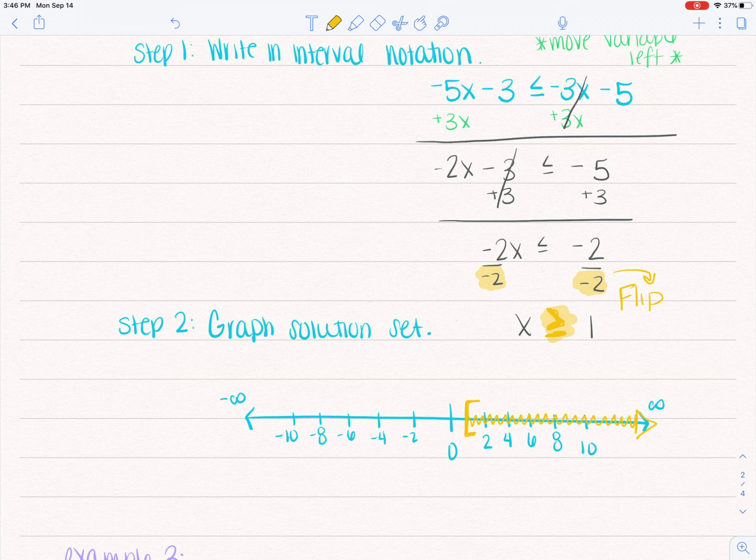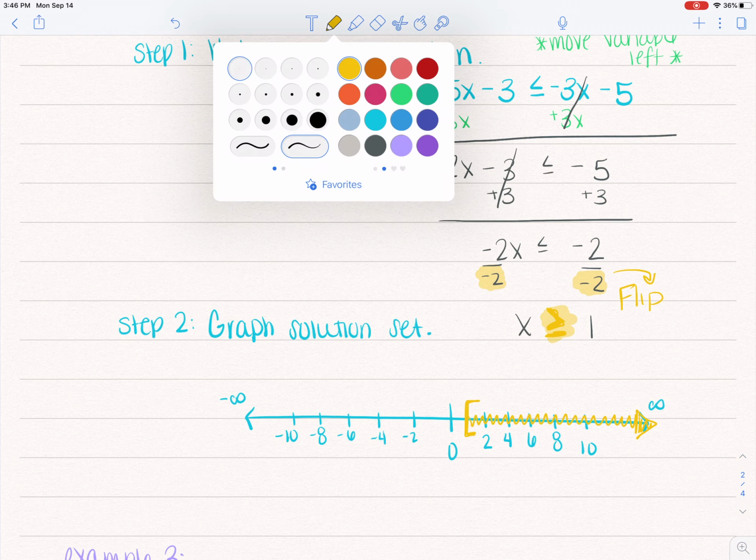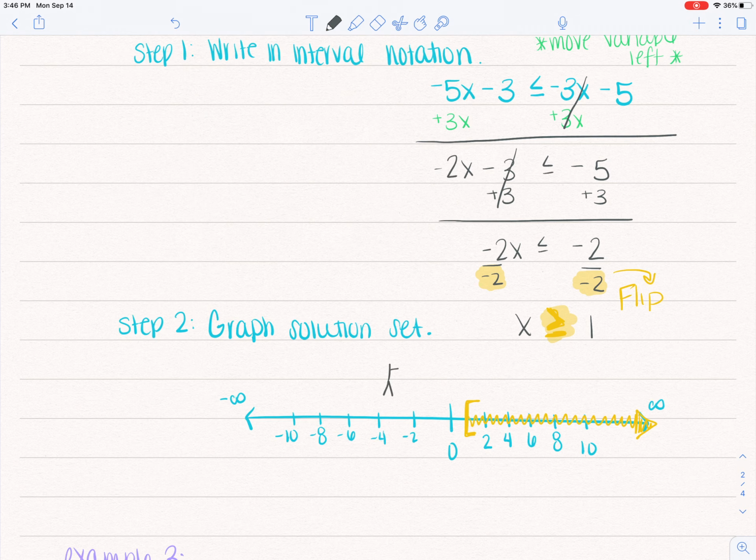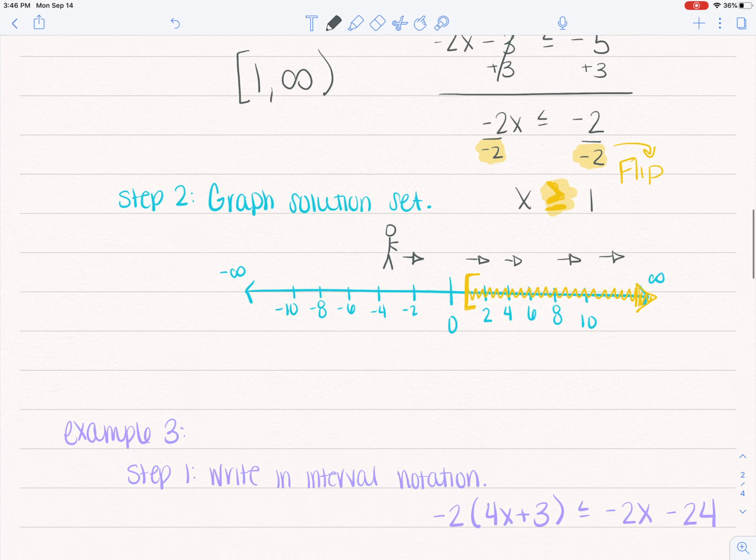And then getting interval notation from that. If I were walking on the graph from left to right, so I'd be walking this direction, the very first number that I would come to would be 1 with a bracket. And then as I continued to walk on the graph, I would eventually get to infinity, which just means it keeps going on and on and on, getting bigger and bigger and bigger. And again, infinity gets a parenthesis, and 1 got a bracket.